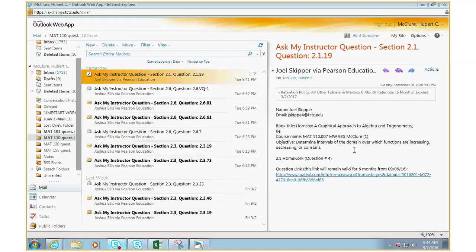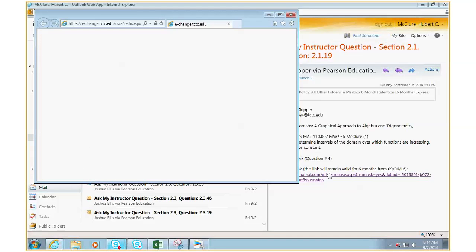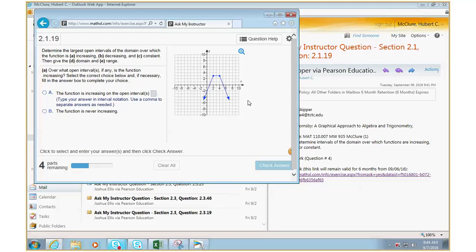All right, first question, we got 2.1, 2.3. So let's go to 2.1. This is 2.119 in the book, number 4 online. This is a good test question. You'll see this one again.